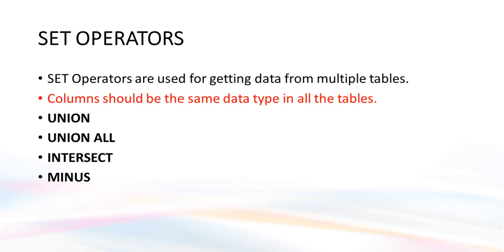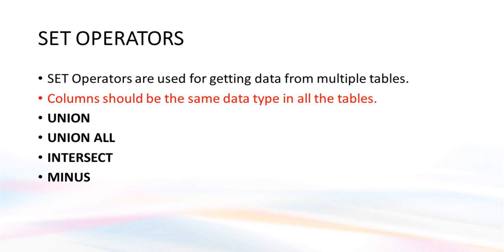Now the rule before using these set operators: at least we require two tables. We can also have one table. We can use union all, intersect, minus on one table, but we need to create two aliases for that one table. But usually if you have more than one table, we prefer to use set operators.